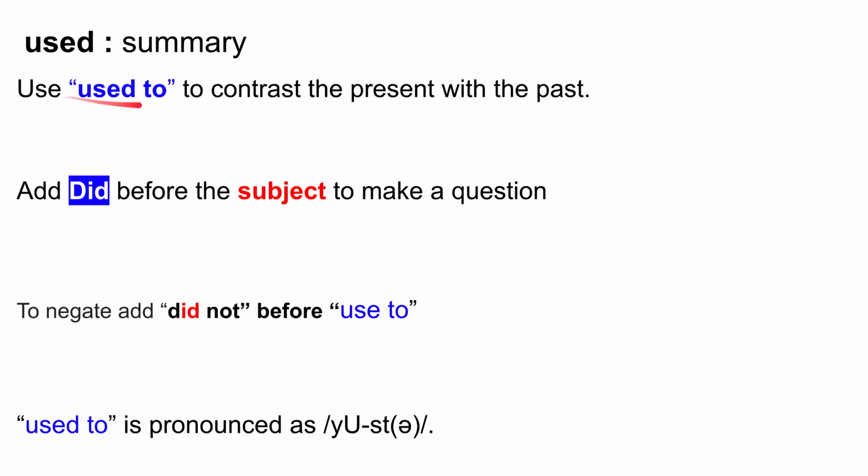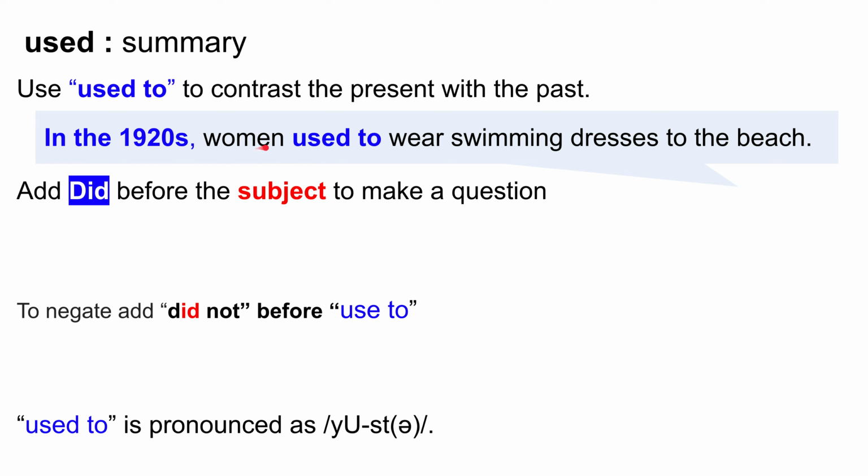Okay, so moving on. Quick summary. Use used to contrast the present with the past. In the 1920s, women used to wear swimming dresses to the beach. Is this still true? Not in America, no. Not very likely, okay? Maybe there is someone, but most people don't wear swimming dresses.